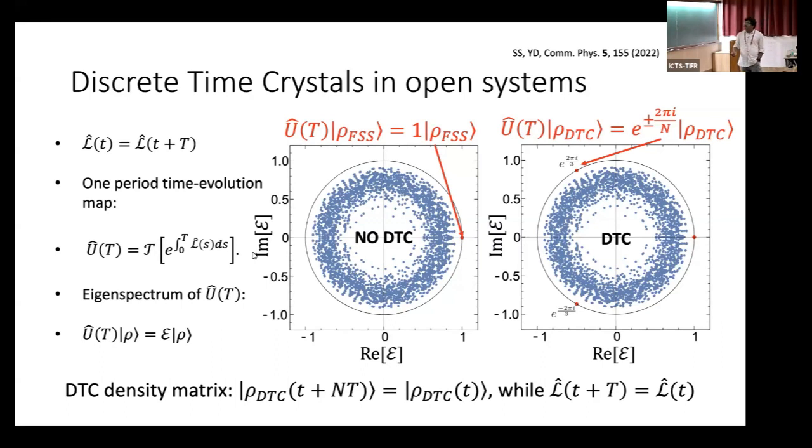Now, the density matrix will have an nT periodicity, while the Liouvillean will have a T periodicity. And this is how I will diagnose a discrete time crystal from the one period Floquet map.